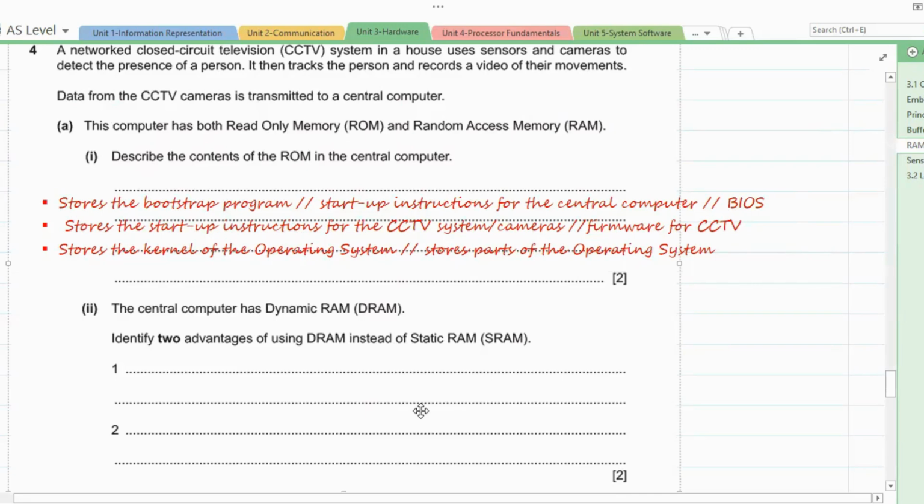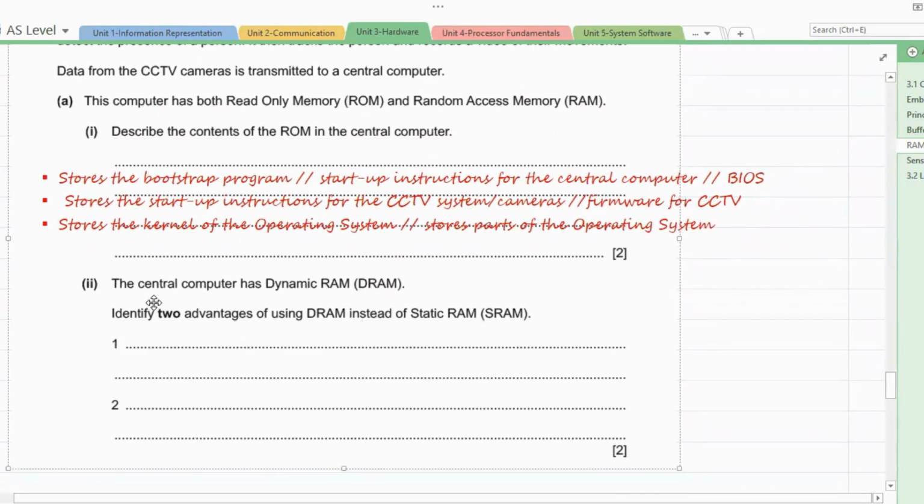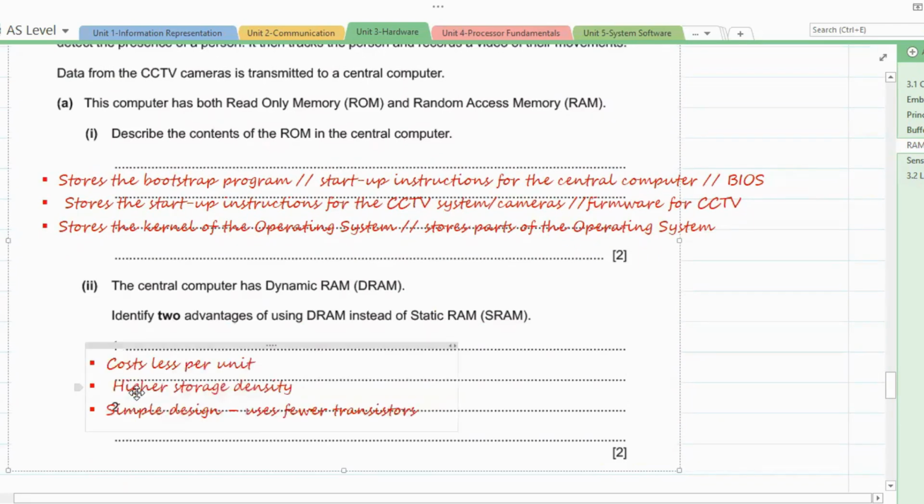Okay. Now, another question is, the central computer has dynamic RAM. Identify 2 advantages of using DRAM instead of static RAM. So this also we have covered up there. So you can write cost less per unit, higher storage density, simple design, uses fewer transistors, any 2 points you write and you'll get 2 marks.